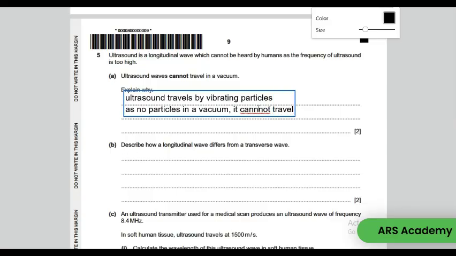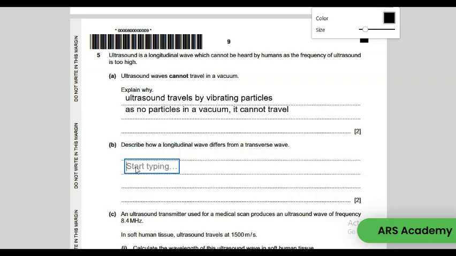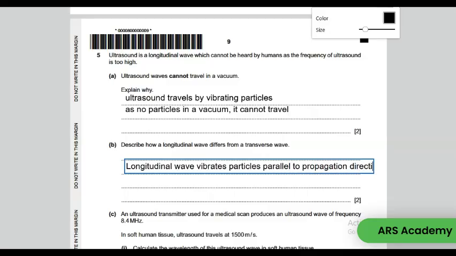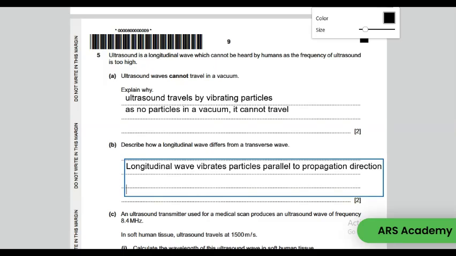Question B. Describe how a longitudinal wave differs from a transverse wave. So we are given 2 marks for this. So we can just write: longitudinal waves vibrate particles parallel to the propagation direction, while transverse waves vibrate the particles perpendicular to the propagation direction. And that's it.